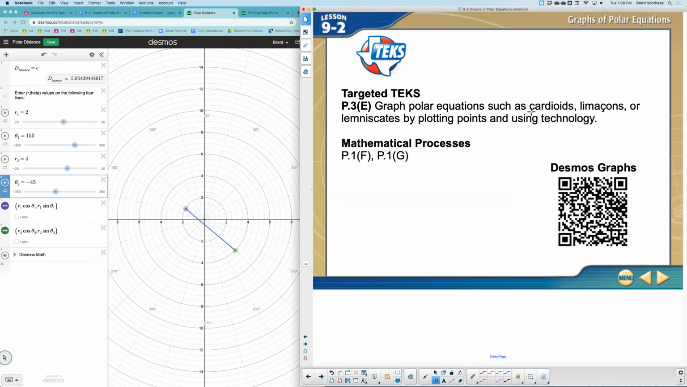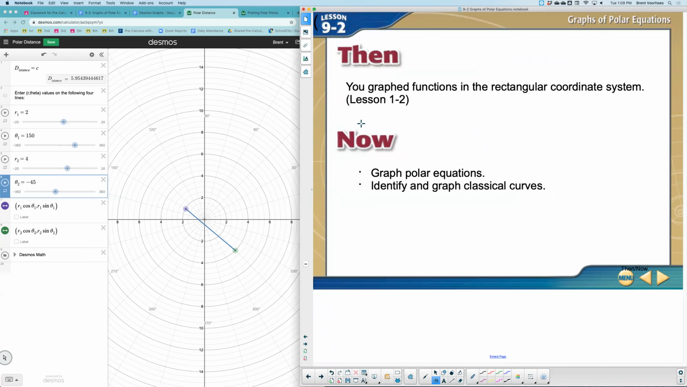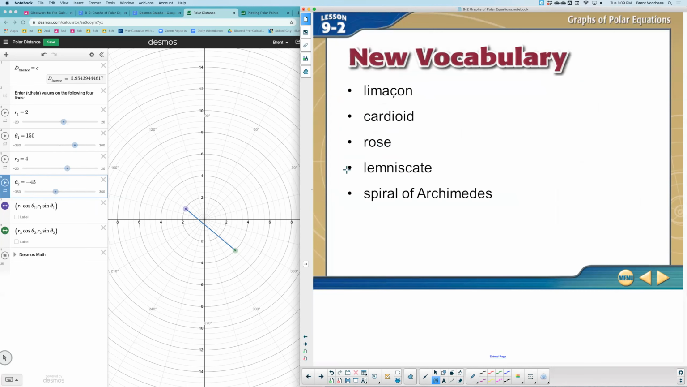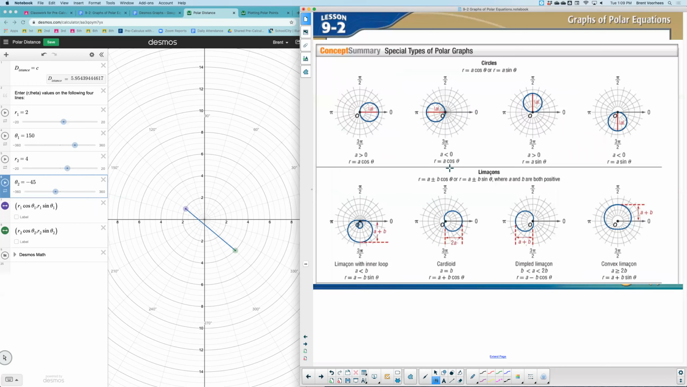So we're going to have some new names: cardioids, limaçons, lemniscates. I think it's more like lemniscate, but that's what I call it. You're also going to have roses and a spiral that we're going to see today, as well as circles. So here's an overview of some equations and some rules on all of this.